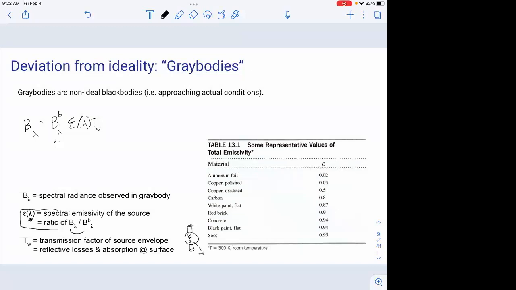So the filament in this case is the source, right? That's the thing that gives off the light, and the glass around it is the envelope. So the transmission factor of the source envelope is meaning how much of the light that's given off by the source is actually reflected or absorbed at this glass surface of this source. And so this is a thing that can be measured.